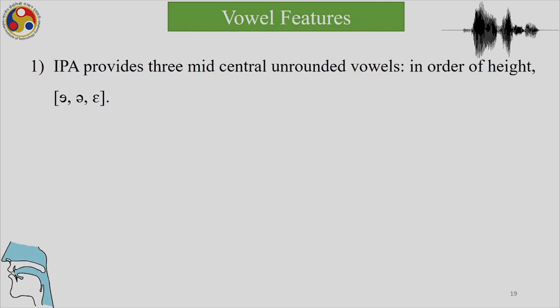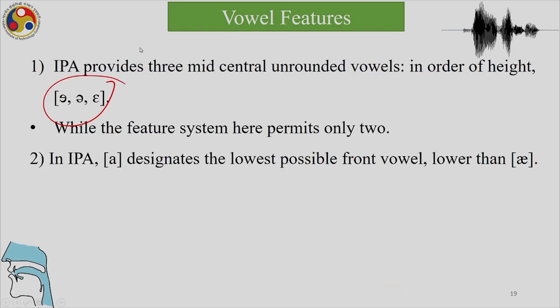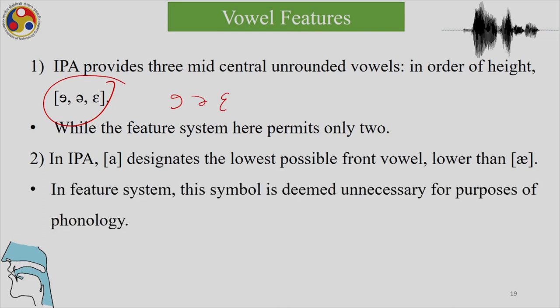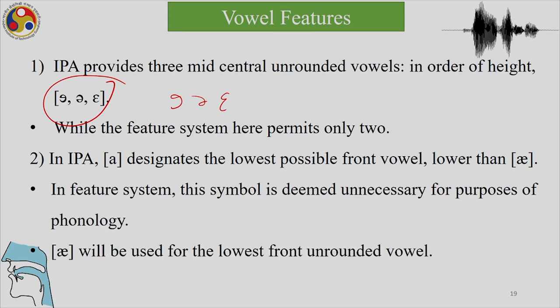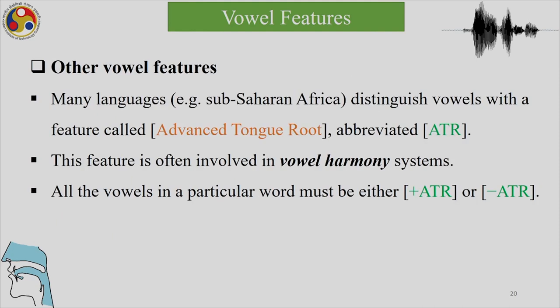Okay. So IPA provides the three mid-central vowels. These are the mid-central vowels, which is this vowel, this is the schwa, and this is the e, and central unrounded vowels. And the feature system permits only two, but we can show them with the additional features. In IPA, R designates the lowest possible front vowel, lower than e. And in feature system, this symbol is deemed unnecessary for the purpose of phonology. Most of the time, e is used for lowest front unrounded vowel.